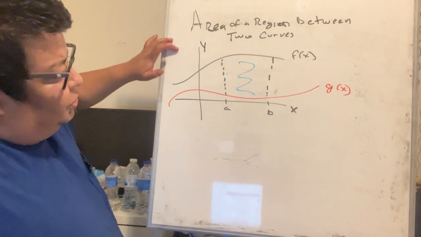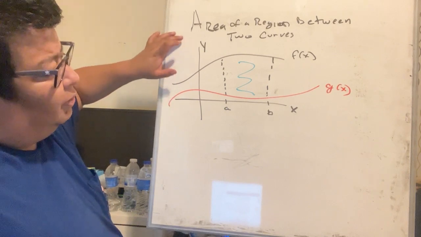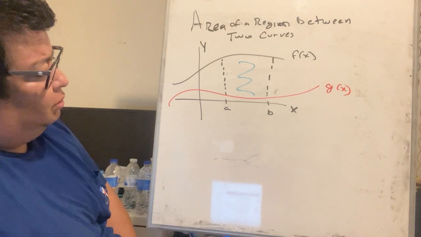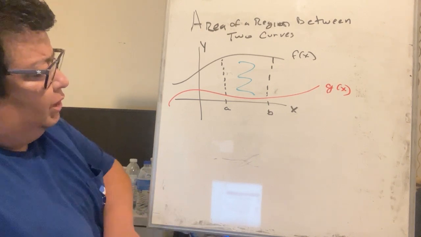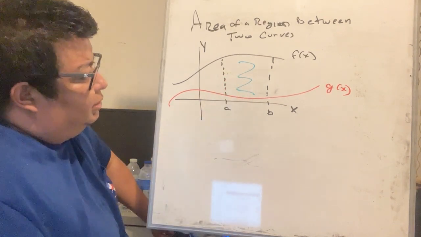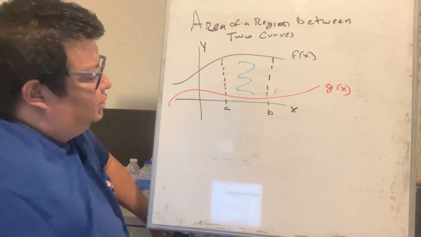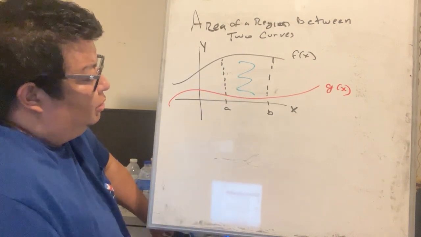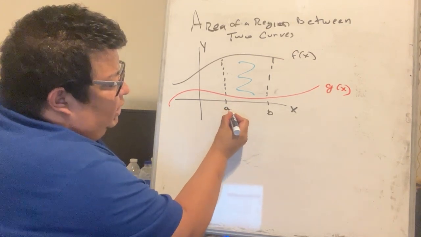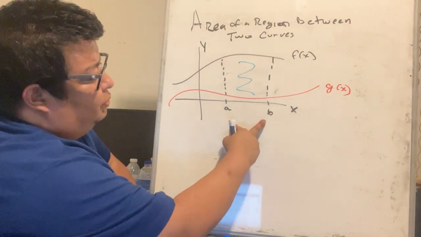By looking at this picture, the two graphs are above the x-axis. But what I'm going to show you is that the following technique of finding this area does not depend on whether it's on the x-axis, above the x-axis, or below the x-axis. All you need to know is that you need to be able to determine A and B, the endpoints where you want to compute the area.